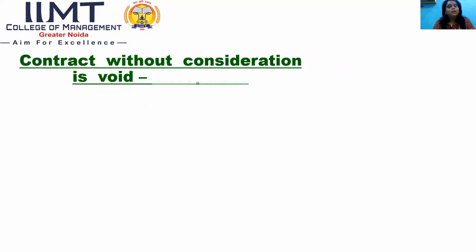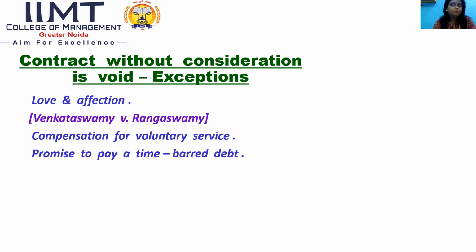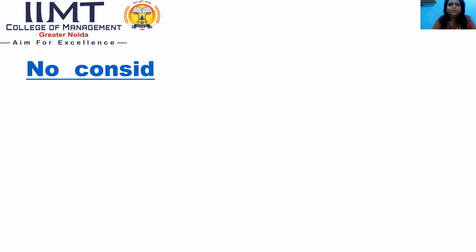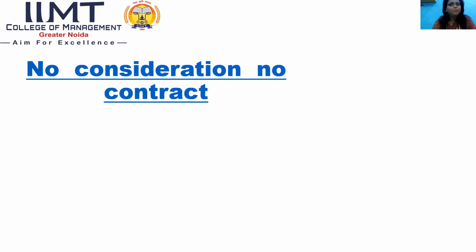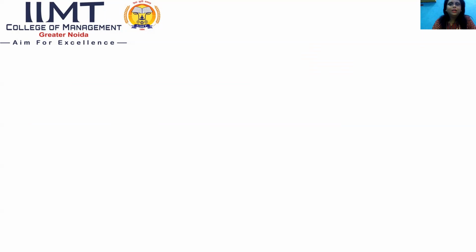Now, as we say, a contract without consideration is void. There are some exceptions: love and affection, compensation for voluntary service, promise to pay a time-barred debt, completed gift, agency under section 185, charity, contract of bailment under section 148. So no consideration means no contract. Cases: Abdul Aziz versus Masoom Ali, Kedarnath versus Gauri Muhammad.